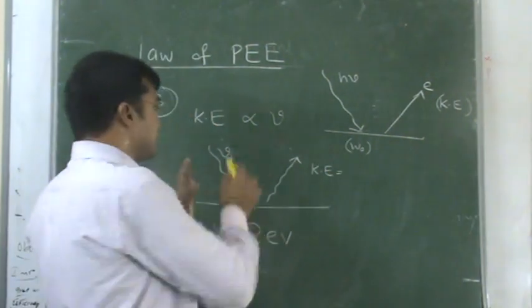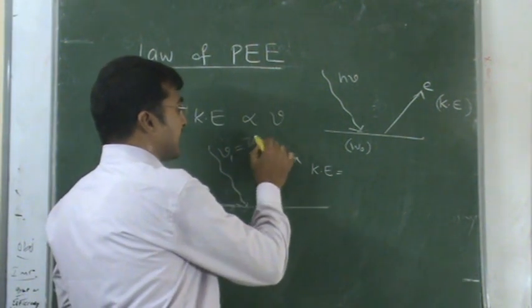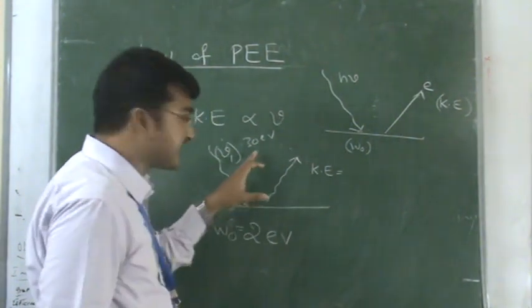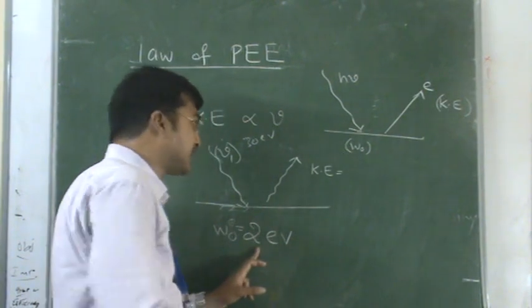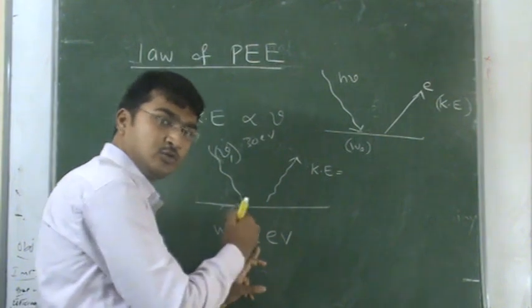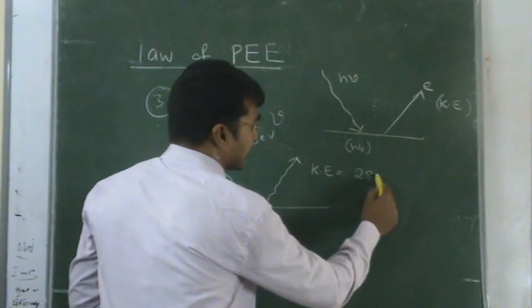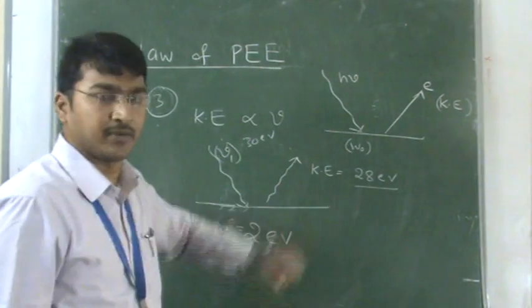Let us assume this incident light of frequency nu1 has energy 30 electron volts. The work function is 2 electron volts. What happens? Out of this 30, 2 electron volts are used to eject the electrons. So what is the remaining kinetic energy? 28 electron volts. Got it? 28 electron volts. This is one example I take.